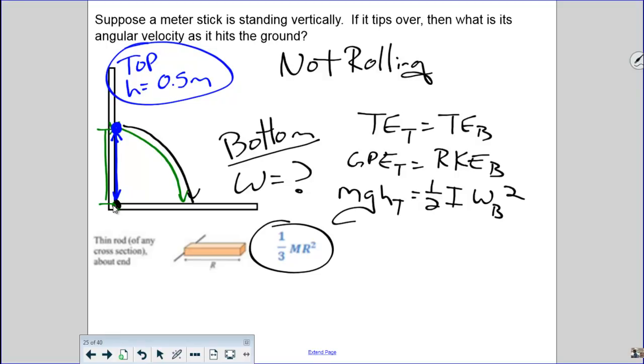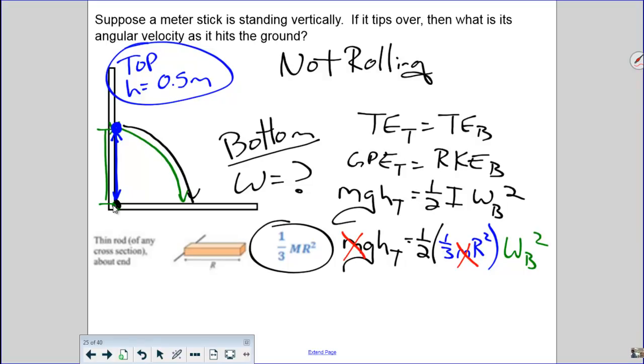So let's see. Oh, actually, I can't plug in numbers yet. I lied, because we don't have the mass. So let's see how this mass shakes out. This is mass times g times the height at the top equals 1/2 times 1/3 m times r squared times the angular velocity at the bottom squared. Okay, so now we can plug in our numbers, but before we do, notice, hooray, the masses cancel out.